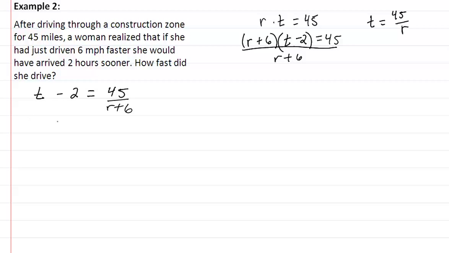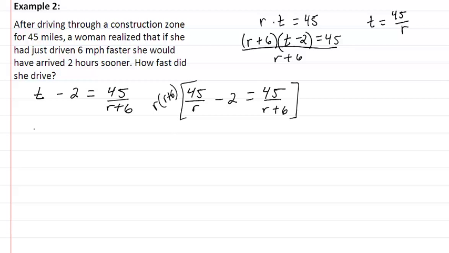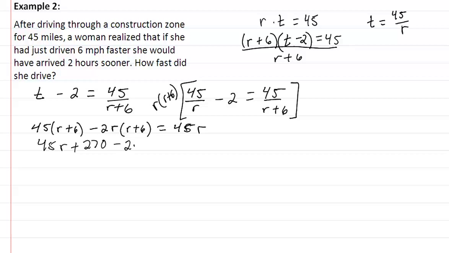Substitute in for our t, and we're going to have 45 over r minus 2 equal to 45 over r plus 6. Multiply r and r plus 6 to get rid of our denominators, and we now have 45 times r plus 6 minus 2 times r times r plus 6 equal to 45r. So we now have 45r plus 270 minus 2r squared minus 12r equal to 45r.